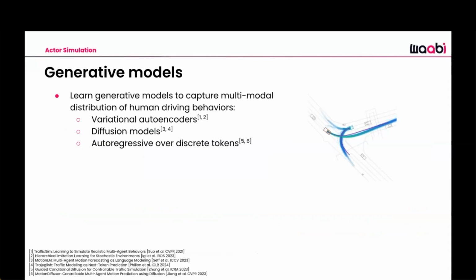So beyond explicit hierarchies, we can also just try to learn generative models to capture multimodal distributions of human driving behaviors. There are many ways we can do this, whether it's variational autoencoders, as we just saw before, or using diffusion models, as in recent works like CTG and Motion Diffuser, or using autoregressive models over discrete tokens, as in MotionLM and Trajeglish. We've covered this in a little bit more detail in the prediction section of this talk, so I will just leave it at this for now.